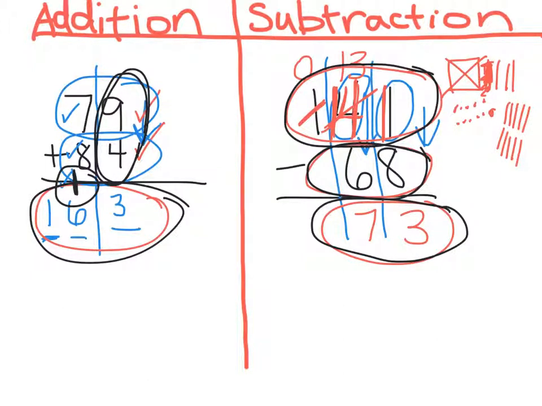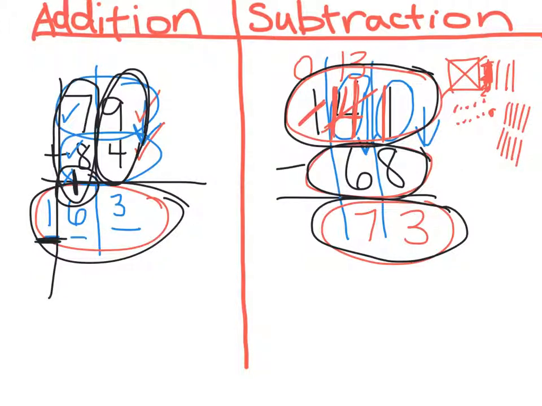Okay? What happens if we have more than 10 tens, like we did when we added 7 tens plus 8 tens plus 1 ten? We got 16 tens, so we had to put that extra 1 in the hundreds column here. So we had to make a new group of 100. In our subtraction problem, it's the exact opposite.